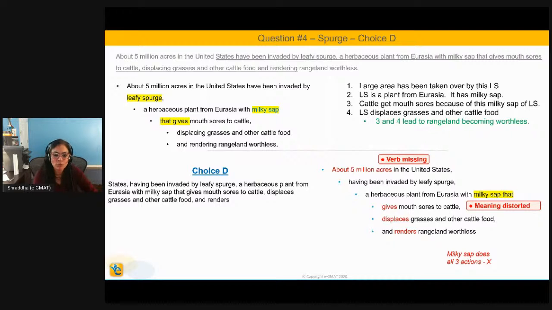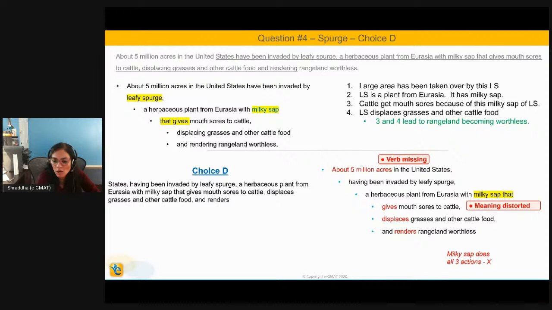Another meaning error that's going on with this sentence is that milky sap gives mouth sores. That is okay. This meaning is logical. Milky sap displaces grasses. Again, incorrect meaning. And milky sap renders rangeland worthless. Absolutely wrong. Milky sap neither displaces grasses nor renders rangeland worthless. So even if that list over there looks grammatical to you with 3 verbs, it is not a logical list, because milky sap does not displace anything.